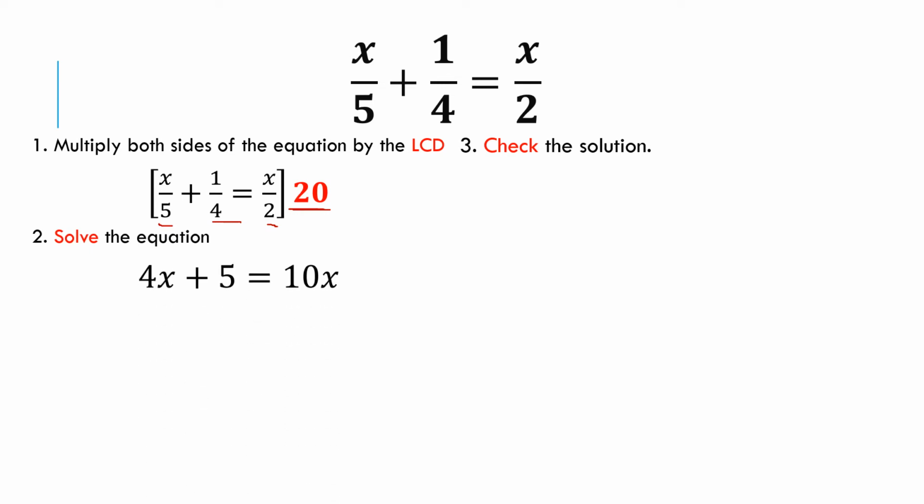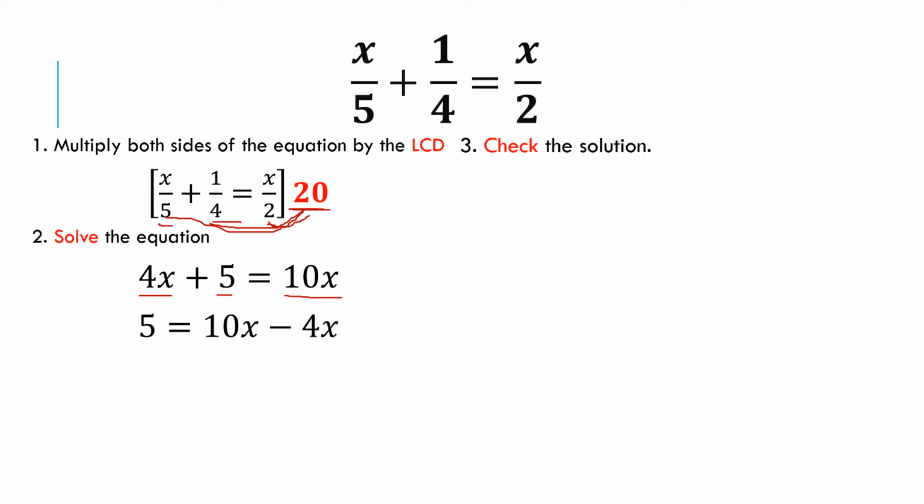So, solve the equation. Pag na-multiply na natin, so first term, we have x over 5 times 20. So, 20 divide 5 is 4, magiging 4x. And then 1/4 times 20, it's 5. And then the last term here, x over 2 times 20, the answer is 10x. Next steps are very easy. Ang kailangan nyo lang i-remember is yung algebra nyo.